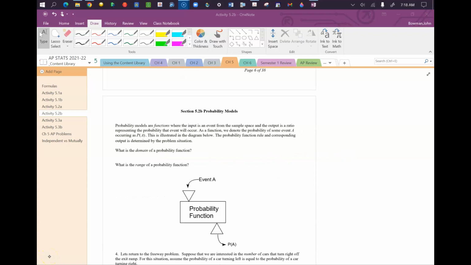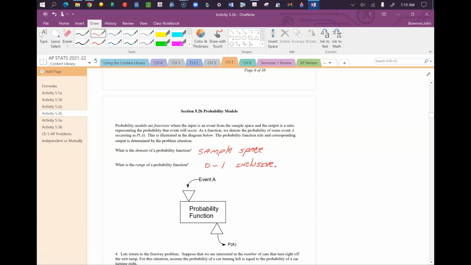The next thing we're going to talk about is probability models, and we use functions to represent them. So the domain of the probability function is the sample space, and the range is the probability of those outcomes in the sample space, which are going to be 0 to 1 inclusive.